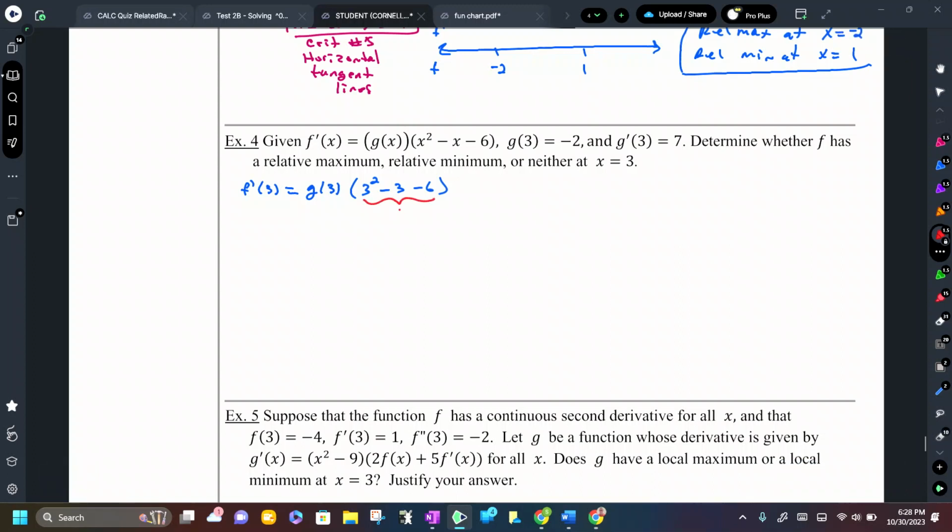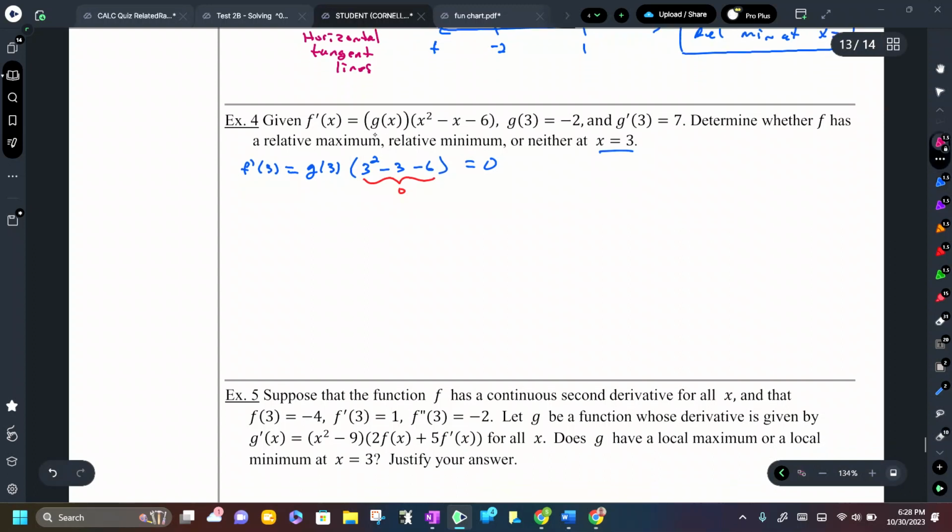For some of these things, we need to think a little bit ahead. This is 0, so it doesn't matter what g of 3 is, because this is 0. So when x is 3, we do have that horizontal tangent, so we do have the possibility of having a maximum or a minimum value. So that means we need to do everybody's favorite. We need to take the second derivative of this, and this is the product rule, so we don't want to mess that up.